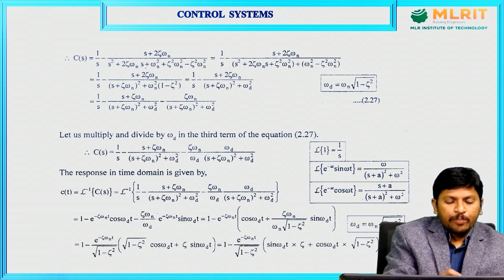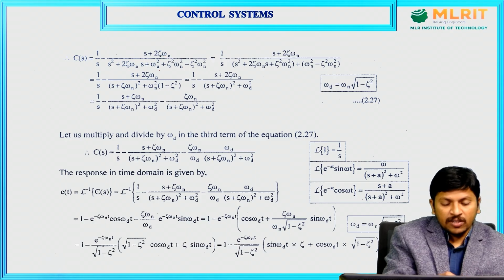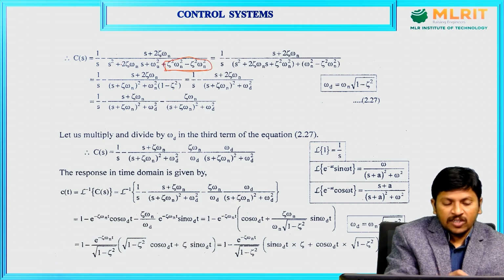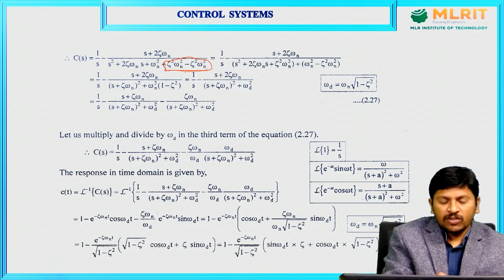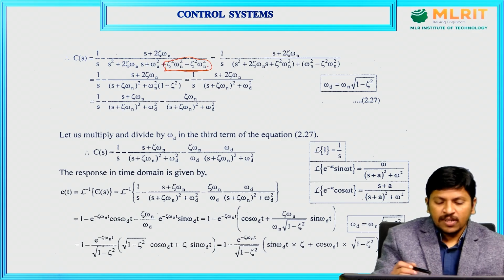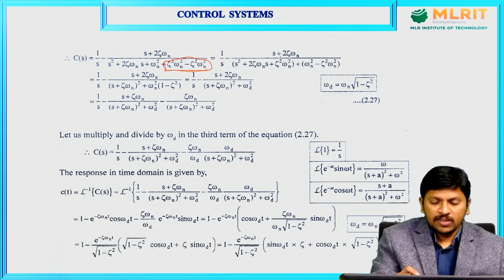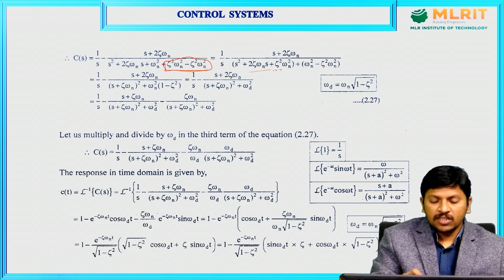So 1 by s minus s plus 2 zeta omega n, over s square plus 2 zeta omega n s plus omega n square. This is added and subtracted in the denominator part of the second term. In the second term, the denominator is s square plus 2 zeta omega n s plus zeta square omega n square.